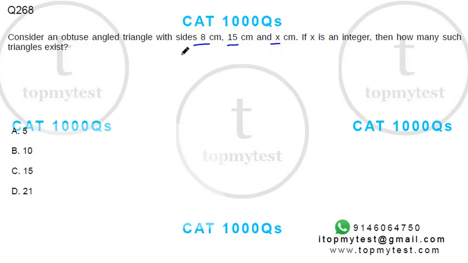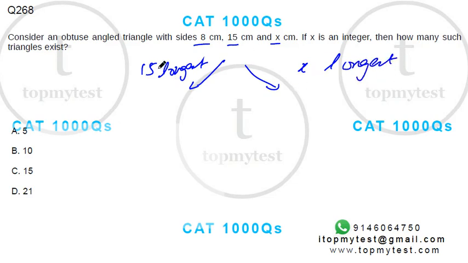So the square of the longest side should be greater than the sum of the squares of the other two sides. Right? So there are two possibilities. 15 is the longest side or x is the longest side. Now, let's see what happens if 15 is the longest side.